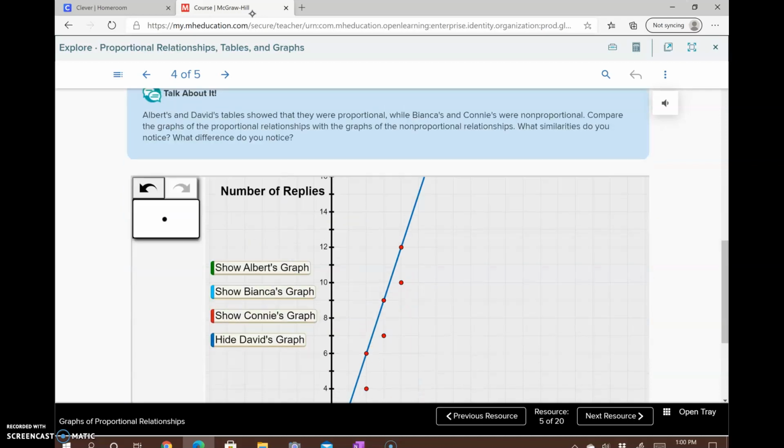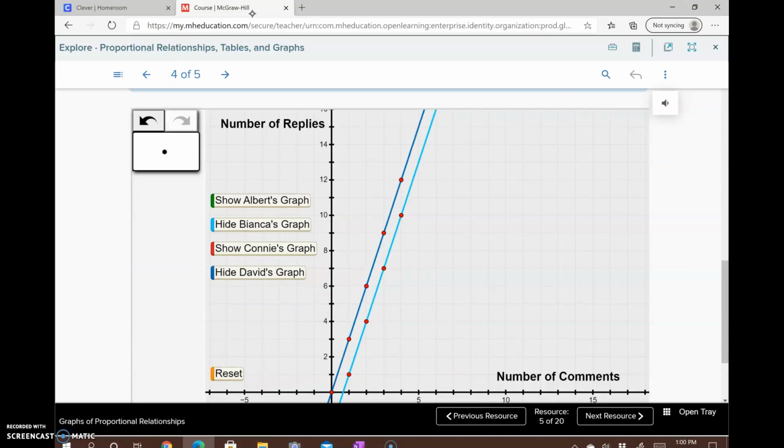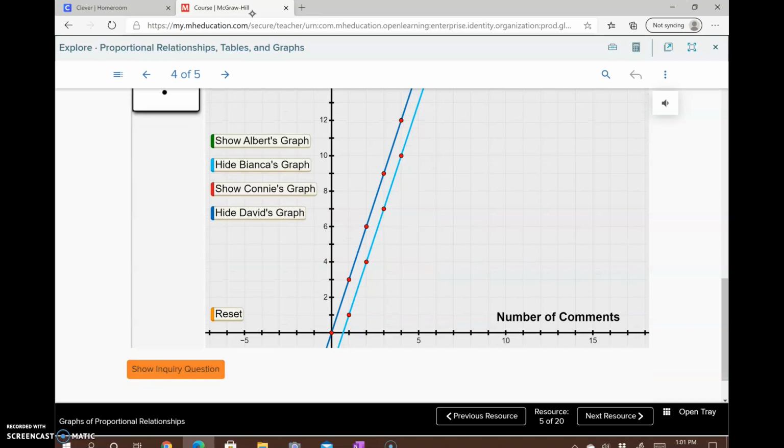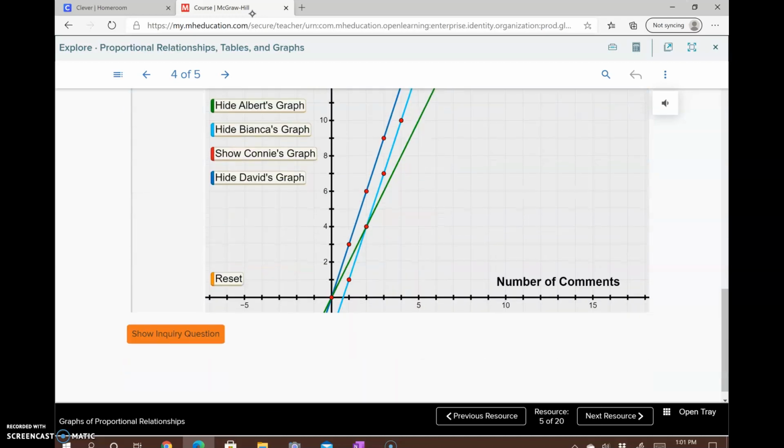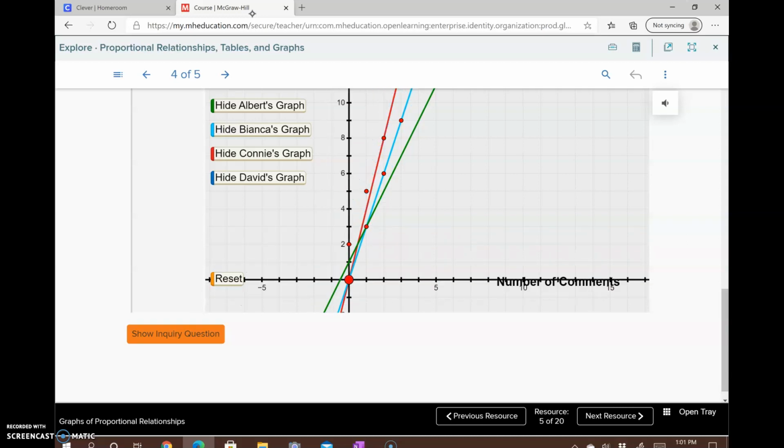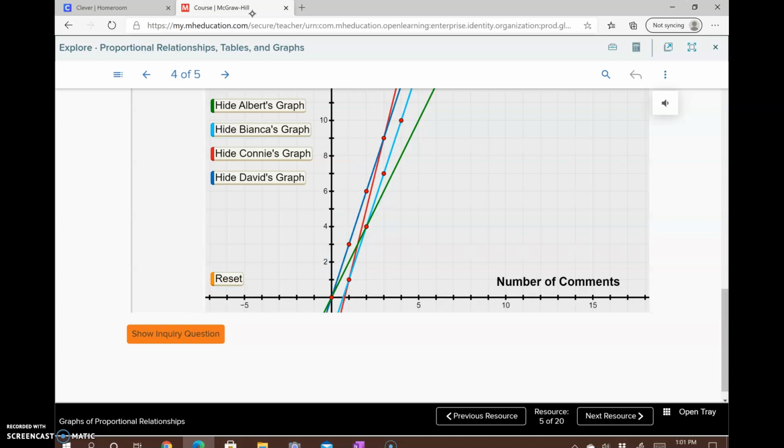All right, so if we show Bianca's graph, if you look, it runs almost exactly the same as David's, but it doesn't go through that origin point. In order to be a proportional relationship, it must go through that origin point. So if we look at Albert's graph, we see that it goes through that origin. If we look at Connie's, it doesn't go through that 0, 0 origin. It has to go through 0, 0 to show that it is proportional.